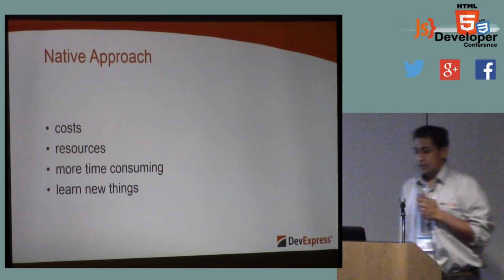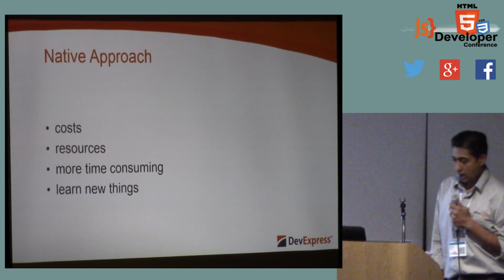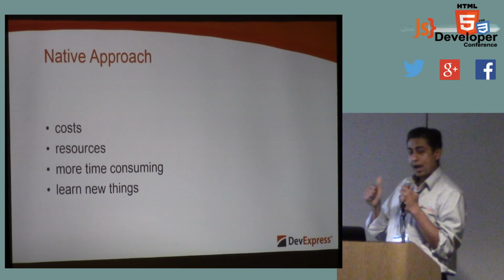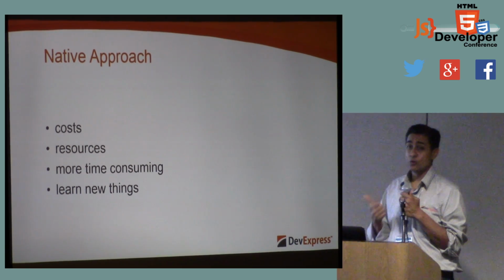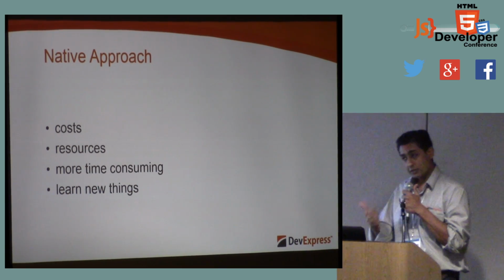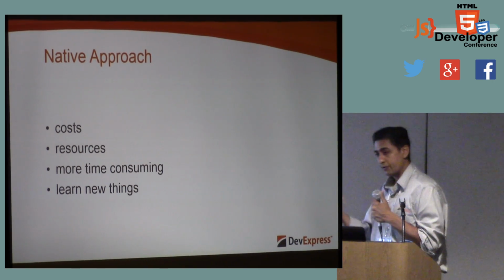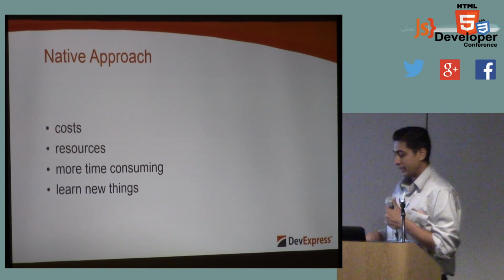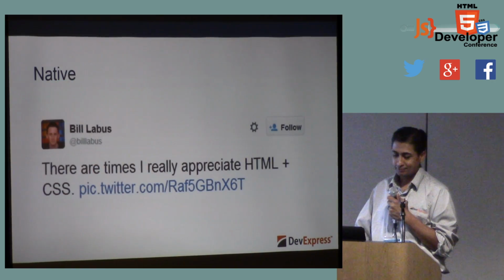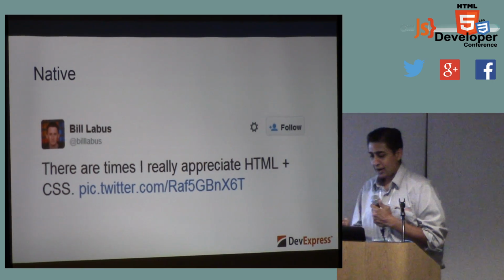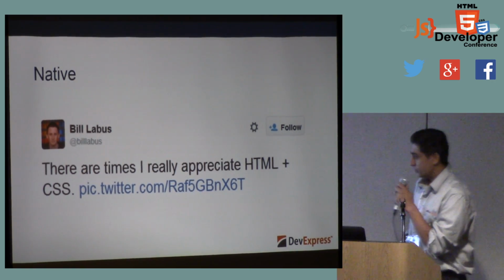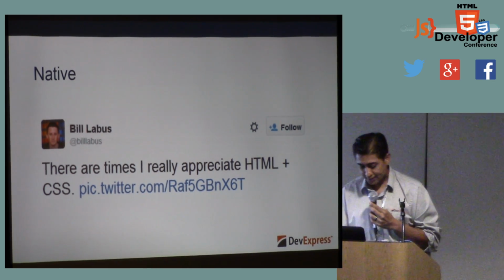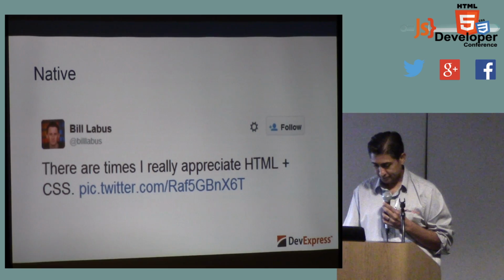Now, I'd mentioned before about the cost of the native approach. The native approach requires you to have somebody that knows how to write in native: Objective-C, Cocoa, etc., or Java, or C# or C++. So it's way more time consuming, and it requires just a little bit too much. Now, I saw this tweet the other day. This is Bill LaBus. He's actually a native developer, but he had this little tweet that was kind of funny.